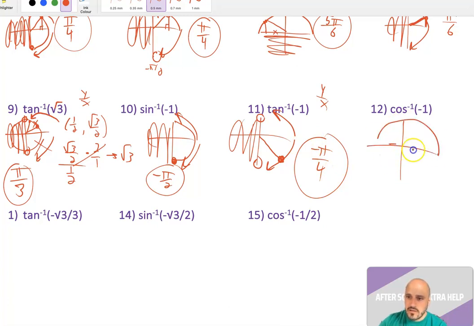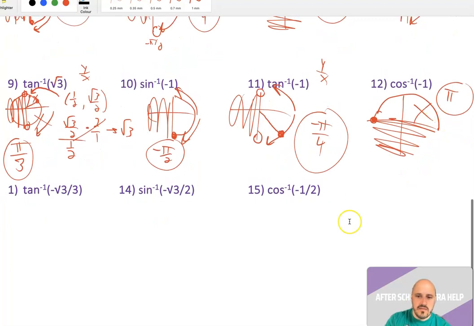Cosine. Inverse cosine of negative 1. Okay, well, I know I'm not over here because my negative x value is in my second quadrant. So what angle am I at to get an x value of negative 1? Well, it's over here, right, at pi.